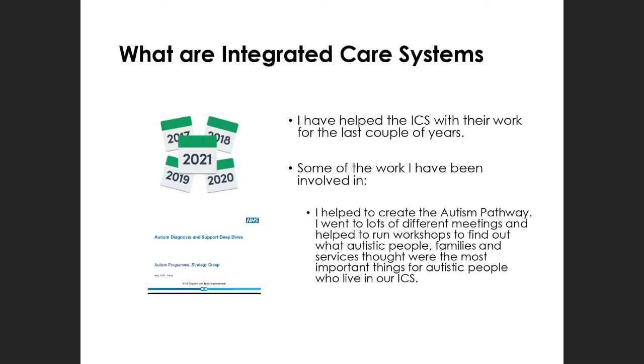So I've helped out the ICS with their work for the last couple of years. Some of the work I've been involved in, I've helped to create the autism pathway. I went to lots of different meetings and helped to run workshops to find out what autistic people, families and services thought were the most important things for autistic people who live in our integrated care system.